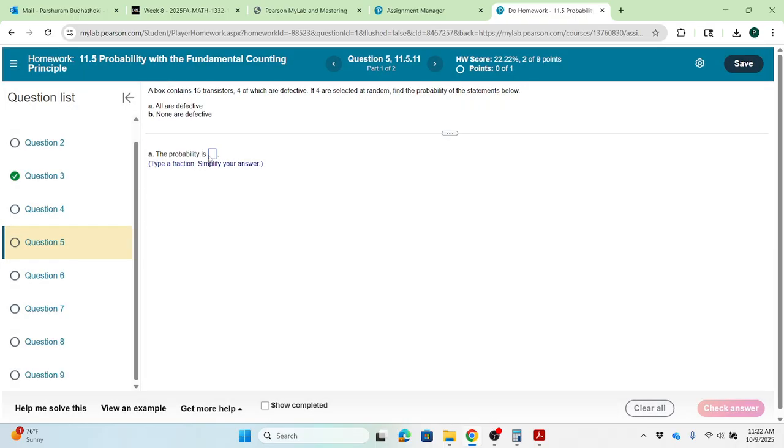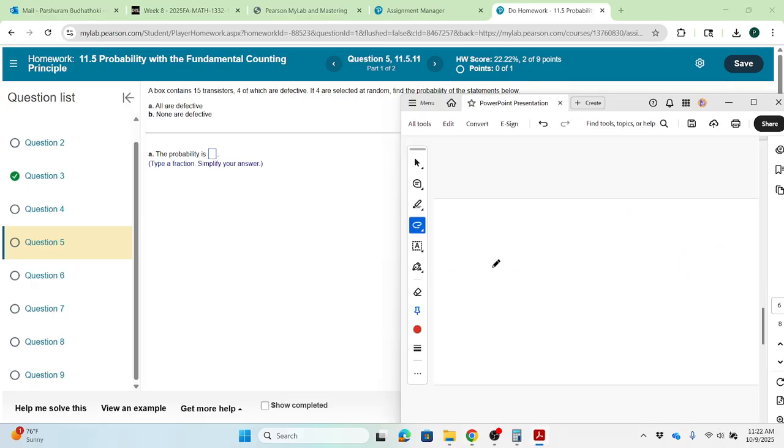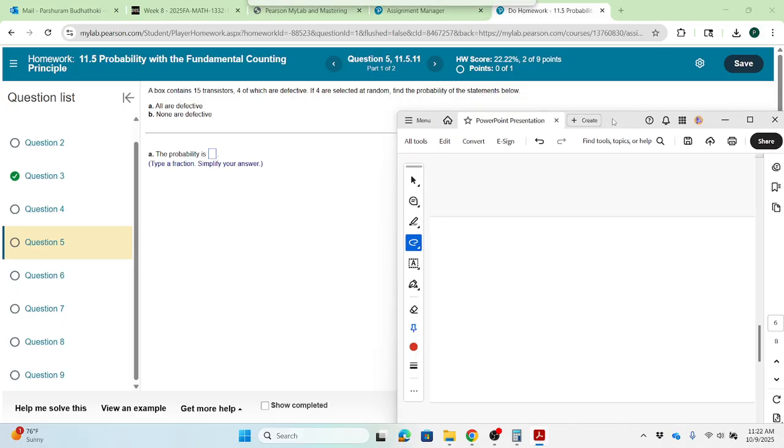Okay, let's do this one. A box contains 15 transistors, 4 of which are defective. If 4 are selected at random, find the probability of the statement below: all are defective. Out of 15, 4 of them are defective and 11 of them are non-defective. So there are 2 different groups, non-defective and defective. If you choose 4 out of these 15, what's the probability that all of them are defective?